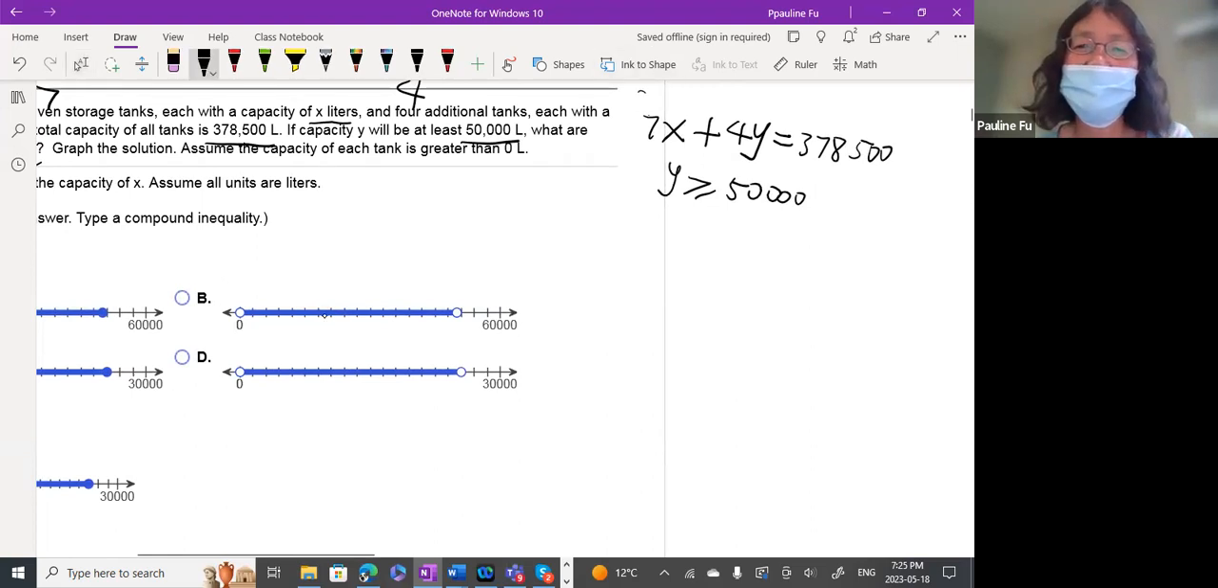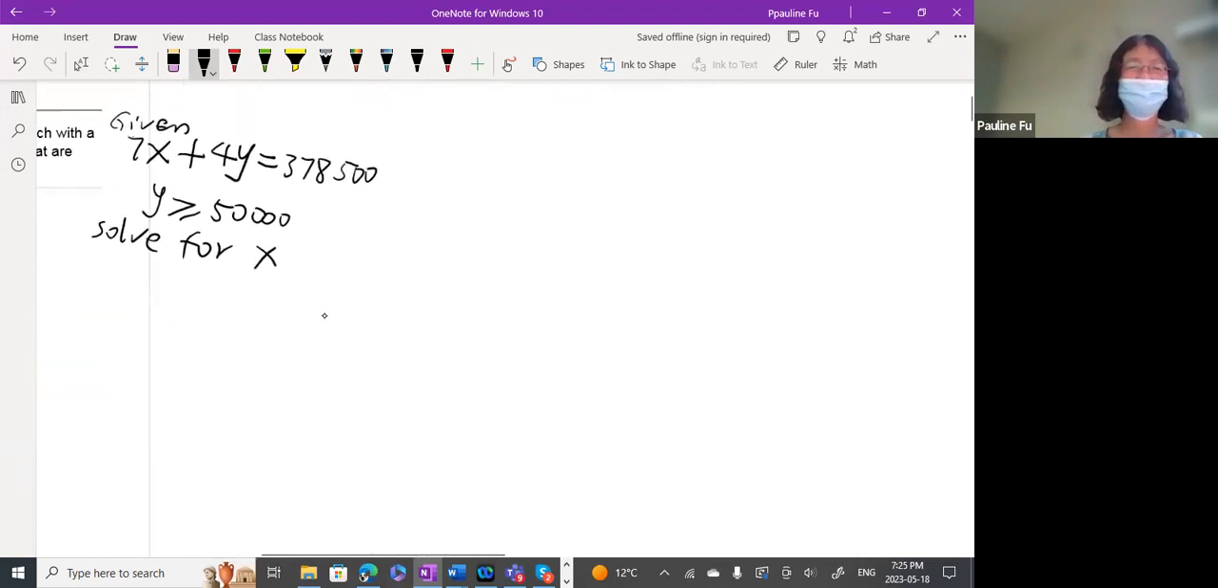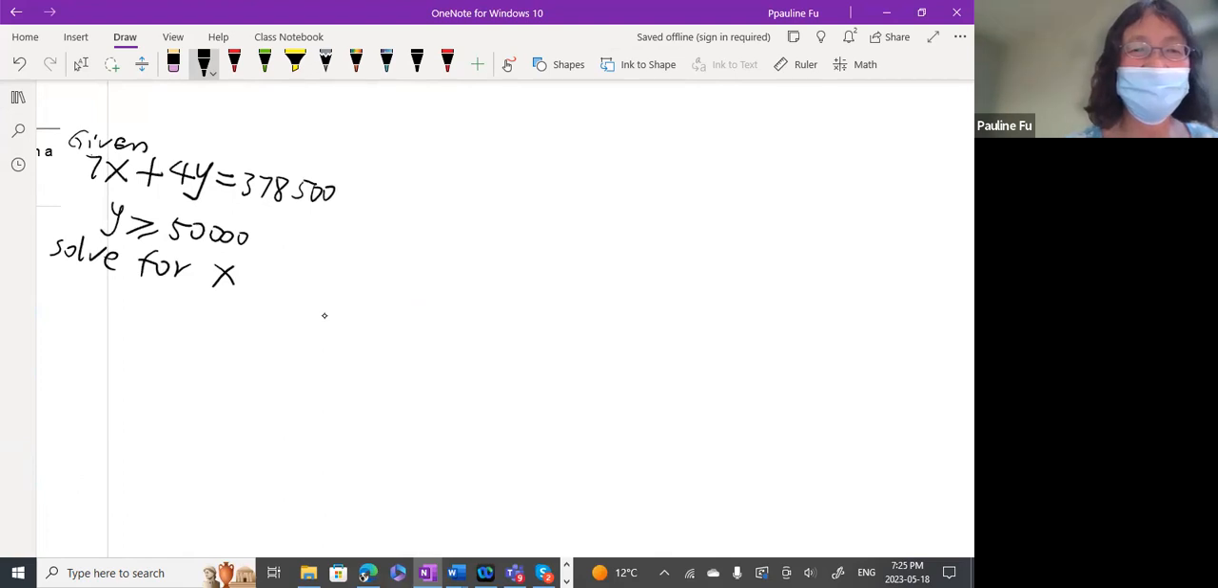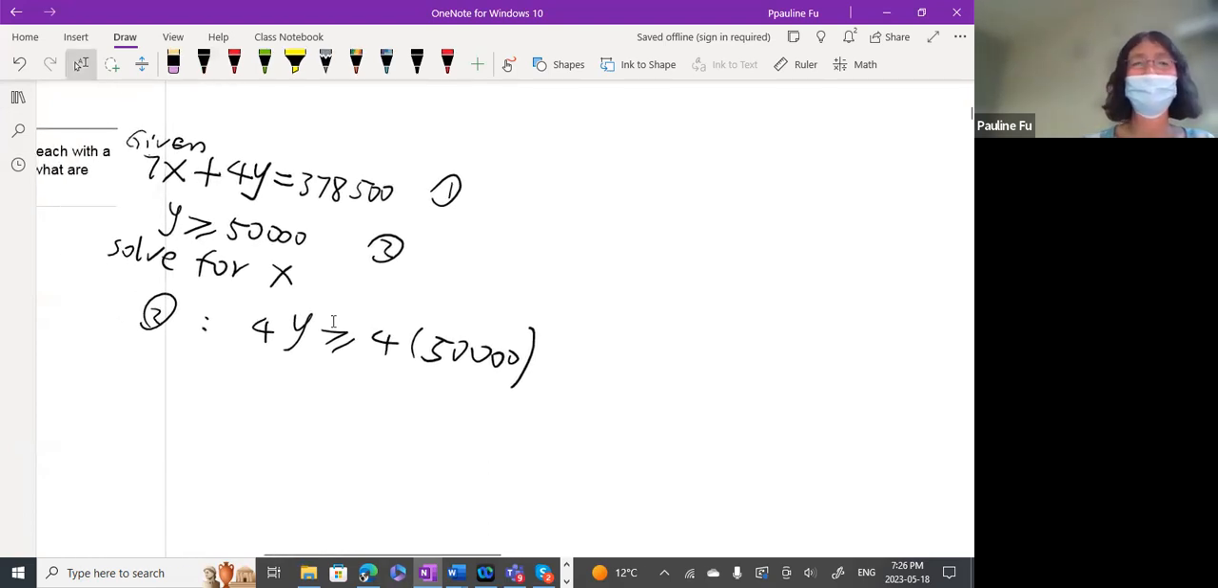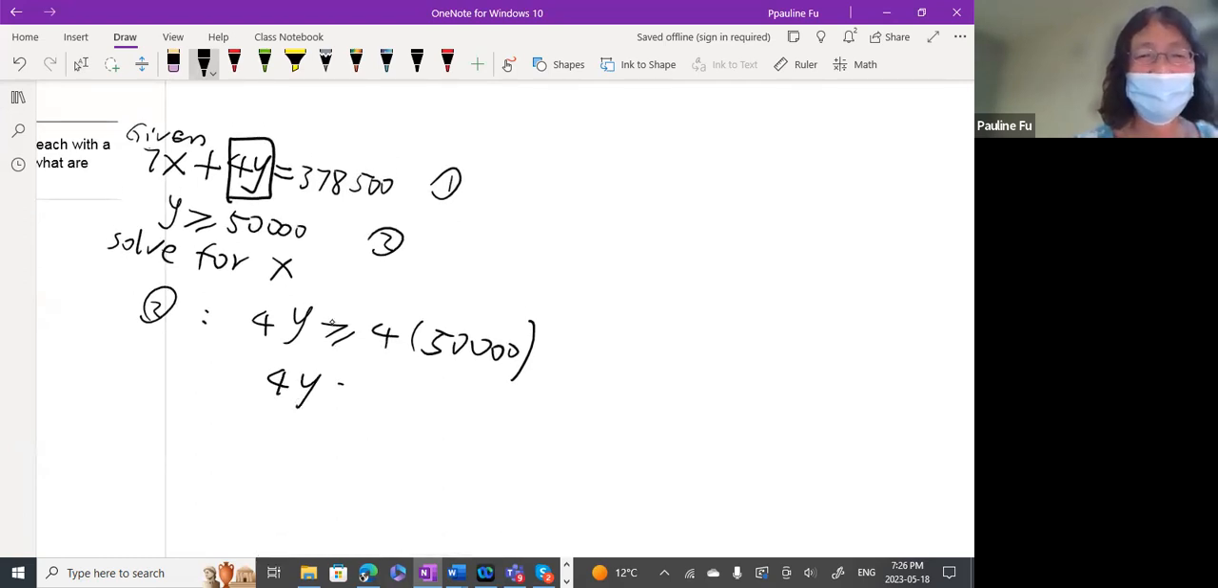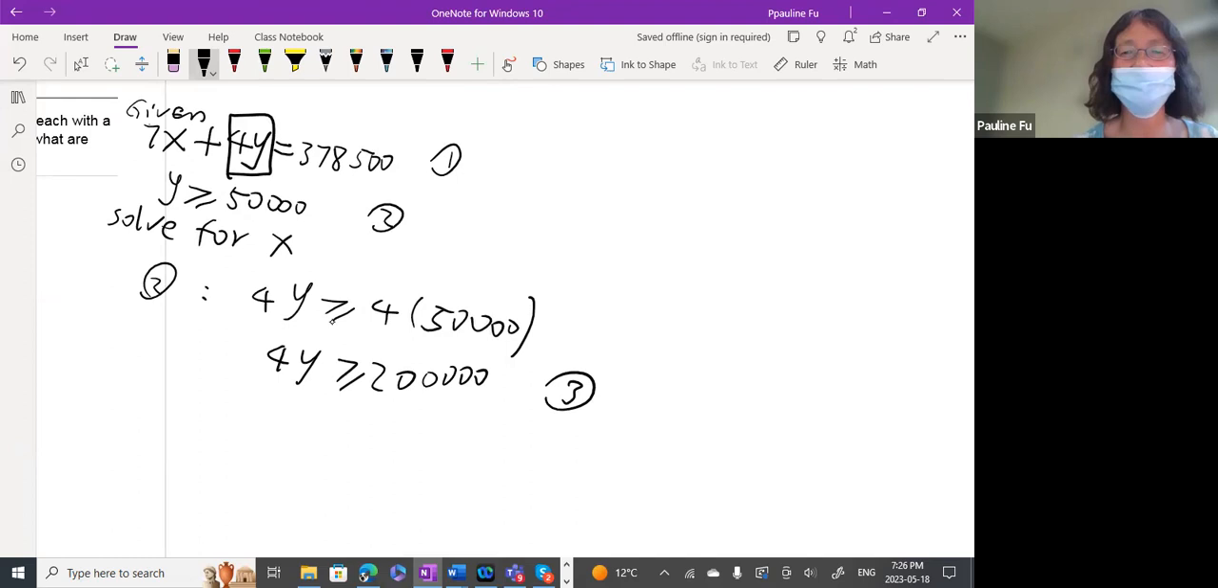Okay, so those are given. Given, solve for X. I will start from here. If I call this 1, this 2, from 2, I multiply both sides by 4. Why do I need to multiply by 4? Because in equation 1, we have 4y. So 4y greater or equal to, okay? And I call this 3.